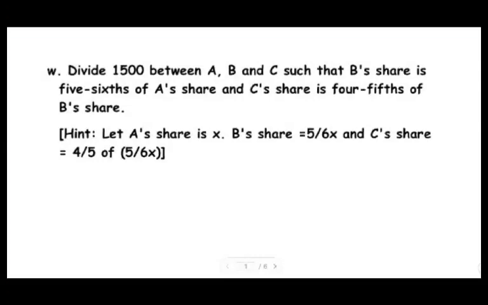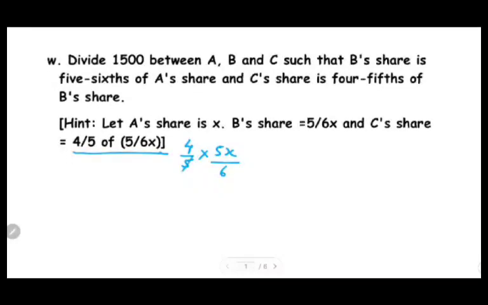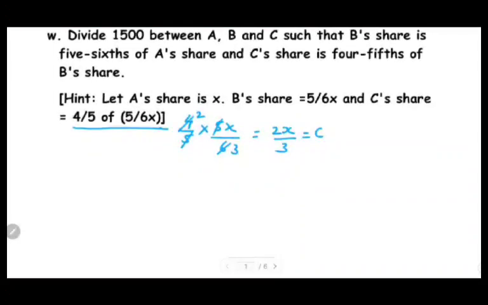be x, B's share is equal to 5 upon 6x and C's share is 4 upon 5 of 5 upon 6x. Let's solve this. 4 upon 5 of means multiplication, 5x upon 6. Alright, 5 and 5 cancel. 2 2s are 4, 2 3s are 6. So 2x upon 3 is C's share. Okay, just simplified it. So this amount 1500 has been divided between A, B and C.